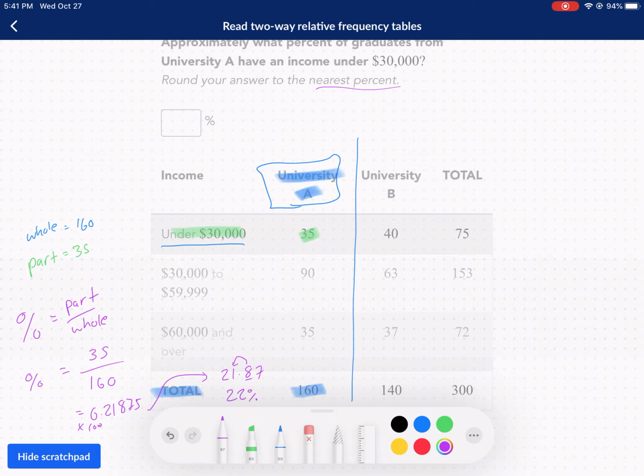Now, what's cool about this is, not in the question, but there's 300 total students between the two universities, so you could find, from the two-way frequency table, the relative frequency, not just from University A, but the total frequency between how many students from University A out of the total, okay? So you can play around with different types of questions based on this, but this particular question is just talking about University A.